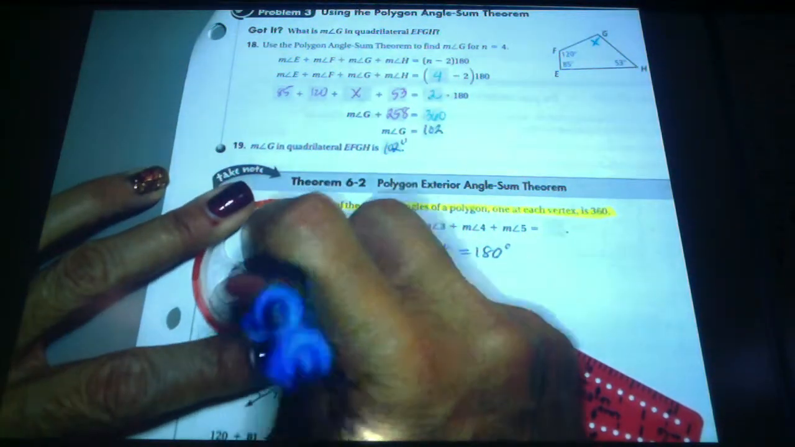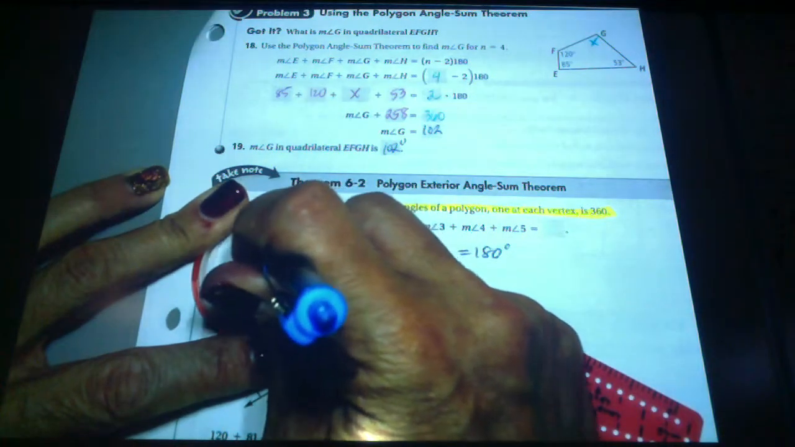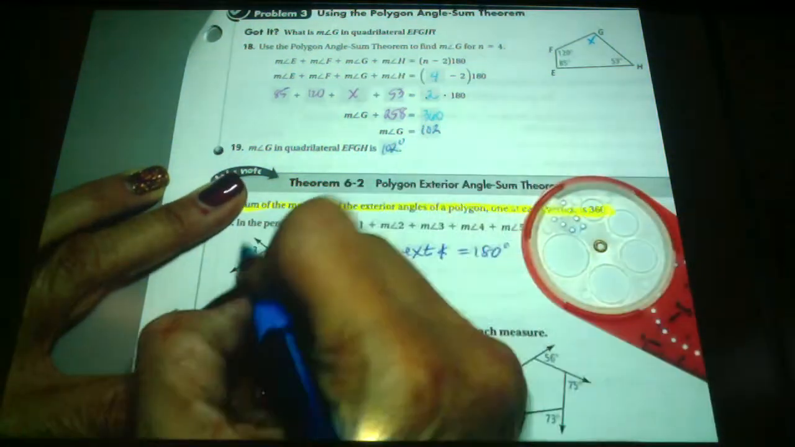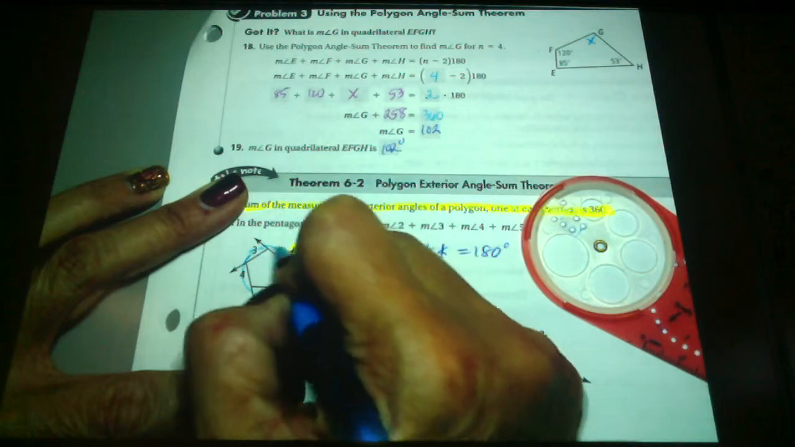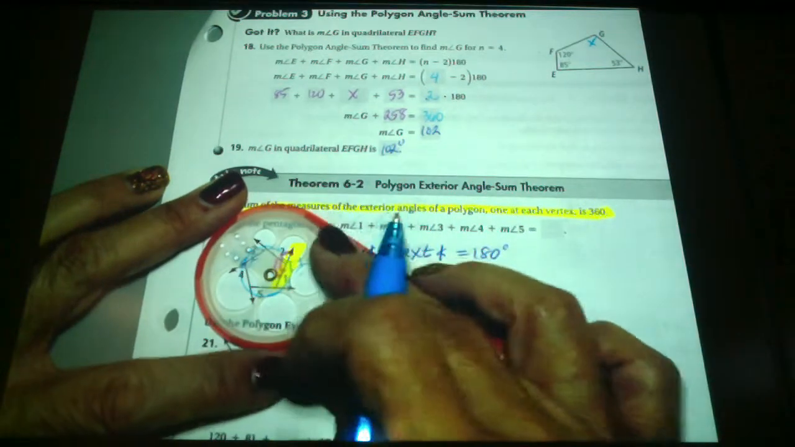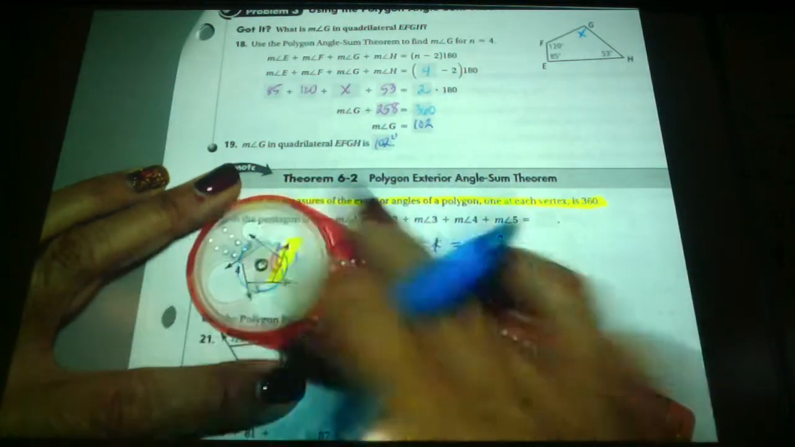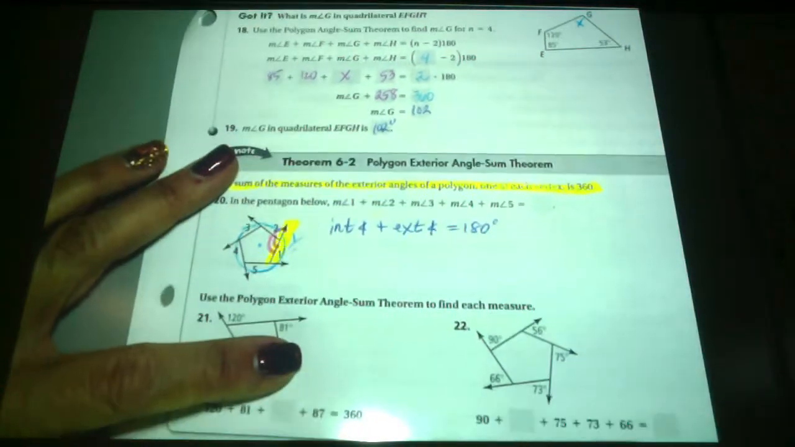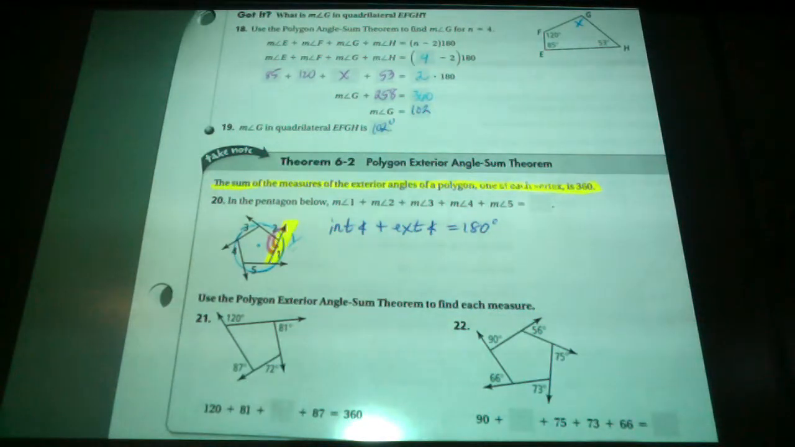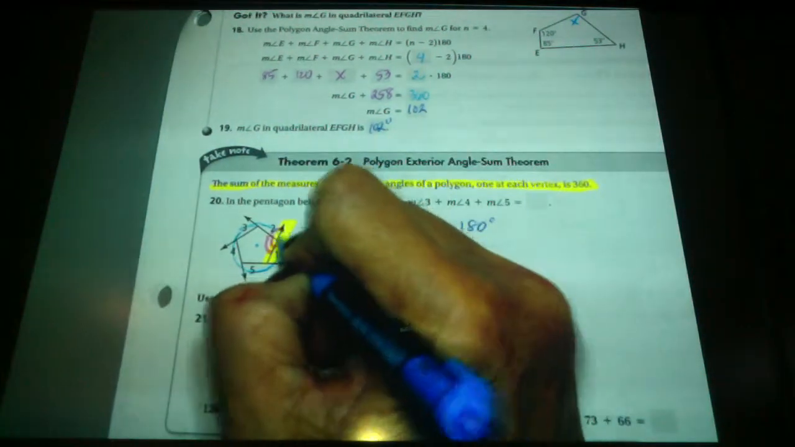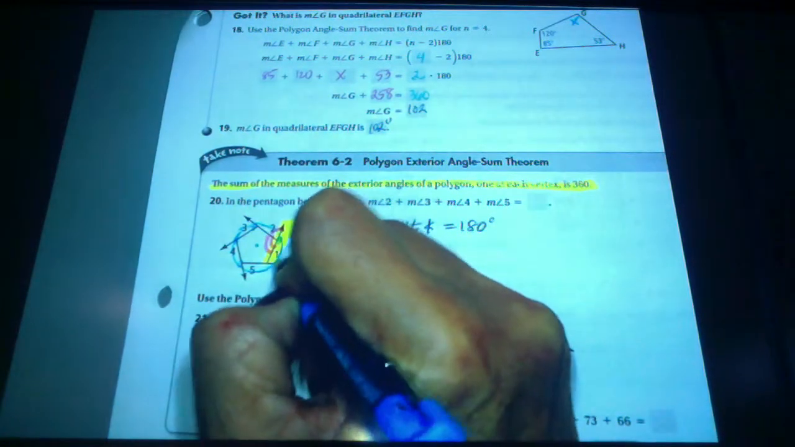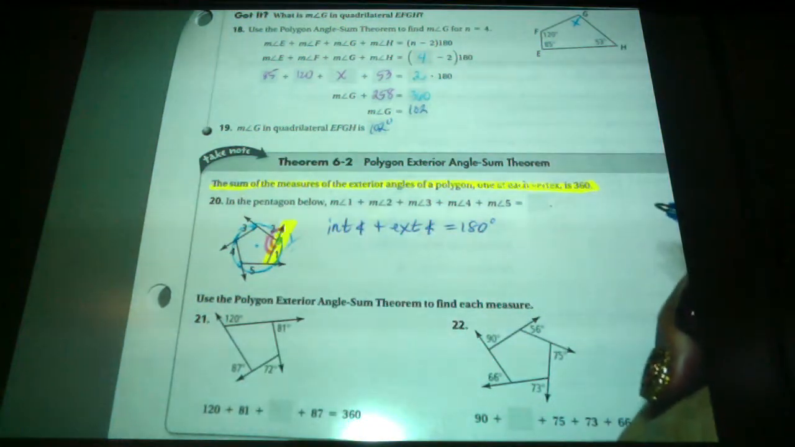Okay, my first one is students. Yeah, I made a circle. That circle is circumscribed, and what is happening at each vertex? What's happening at each vertex? They're doing what?